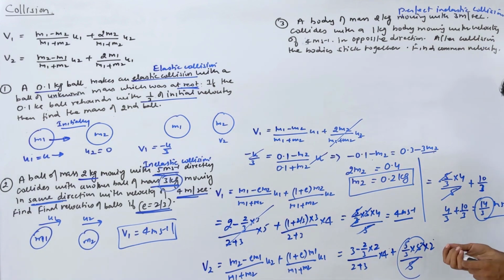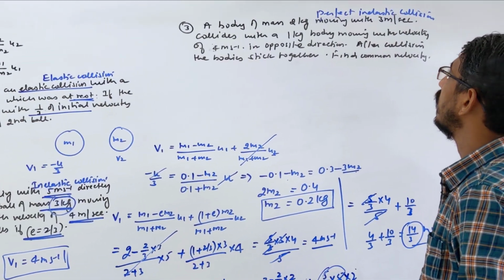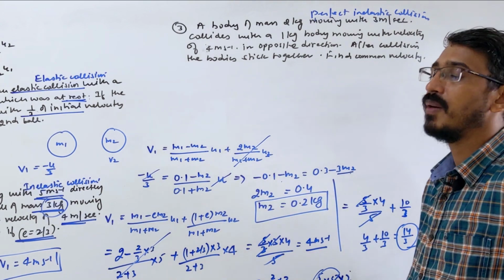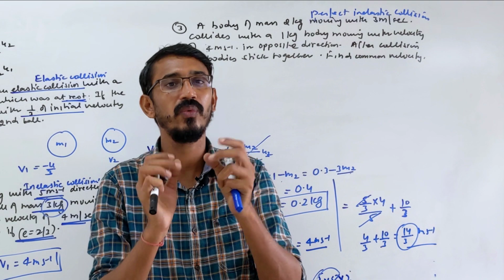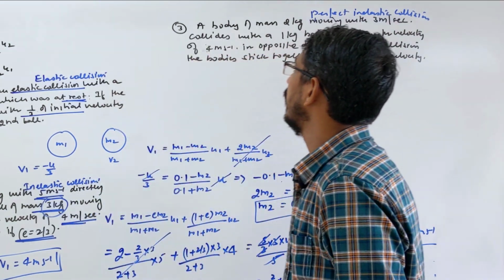Okay, the third type of collision we are talking about now is more simple. It's called perfectly inelastic collision. Here after collision, what happens? Bodies stick together and move together. Now they become one body. Okay, so look at the example.